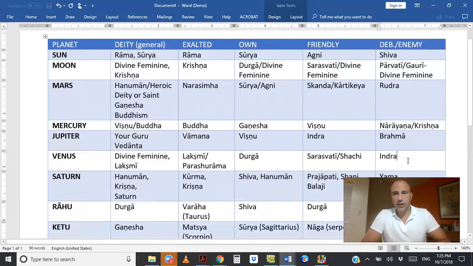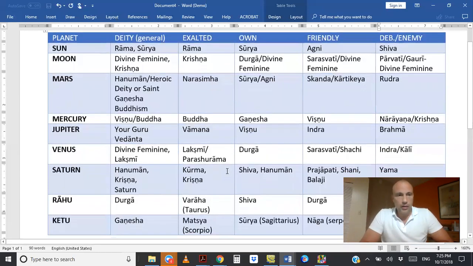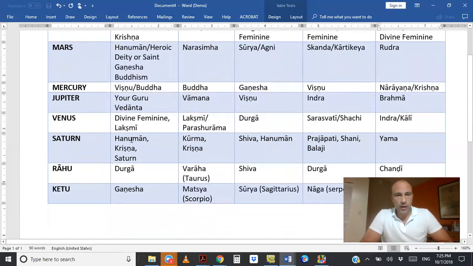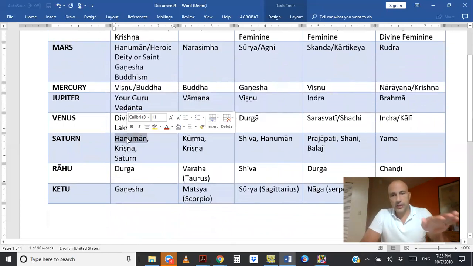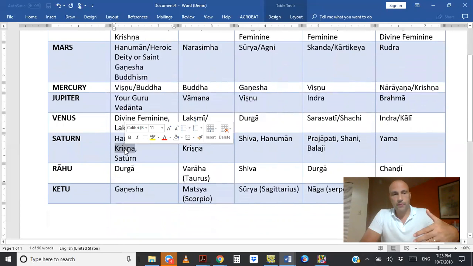So Lakshmi, Durga, Saraswati, and also Indra for some reason comes across here, or an aspect of the feminine that is the fierce feminine. So you could even say Kali. Okay. Then Saturn, again Hanuman, but also Krishna, because Krishna is sweet. So Hanuman, because he has power over Saturn and he is friends with Saturn, and Krishna because he balances Saturn's harshness with playfulness, and then Saturn himself you can worship.